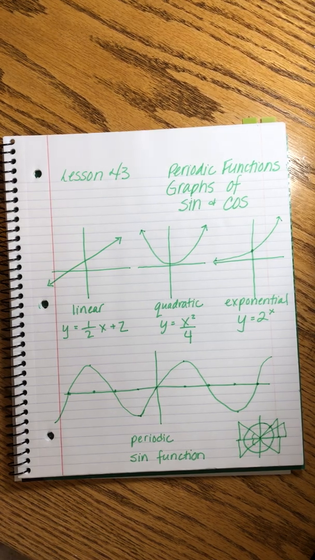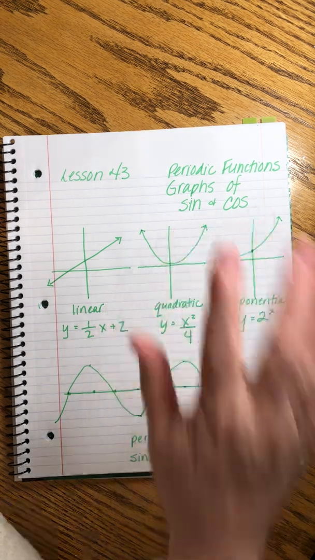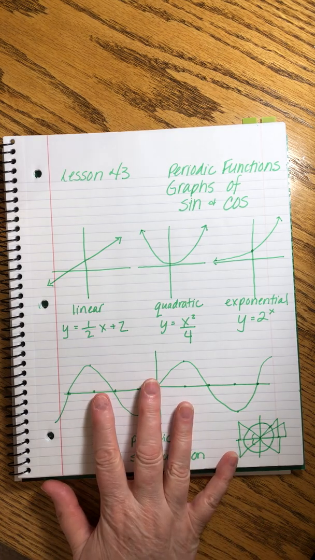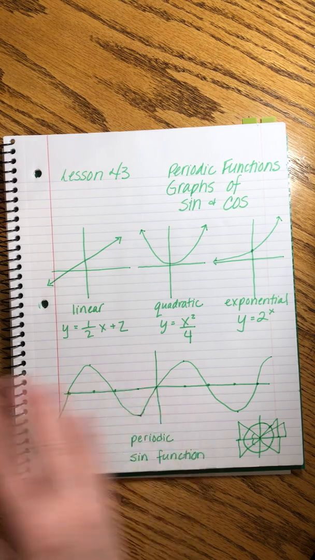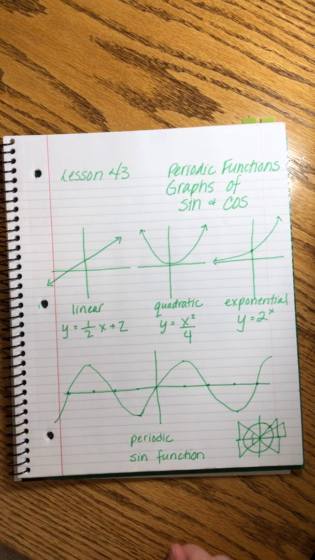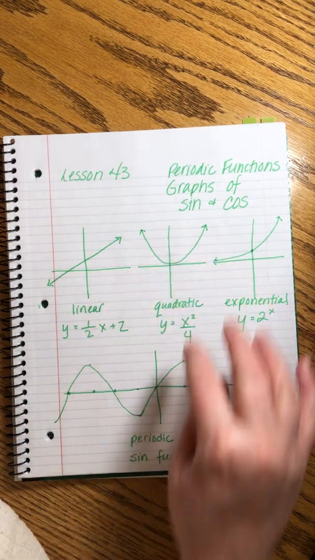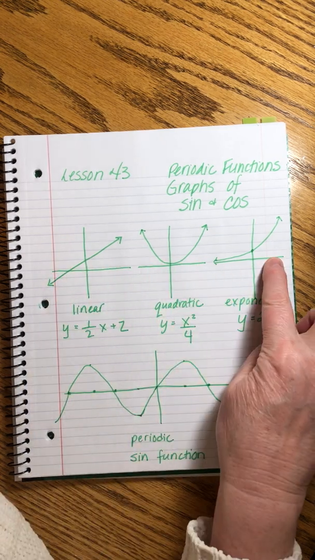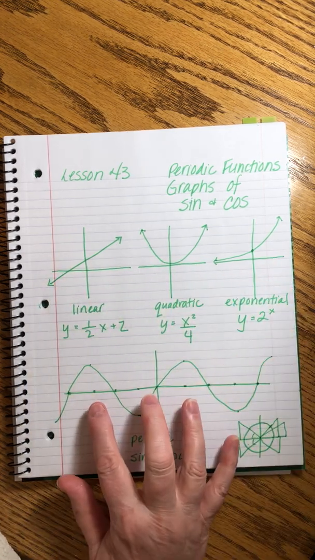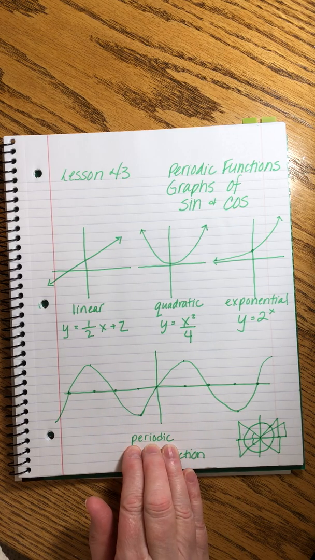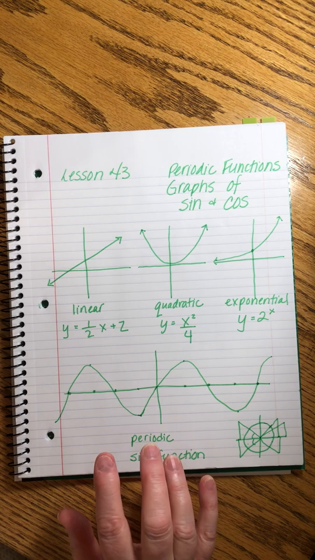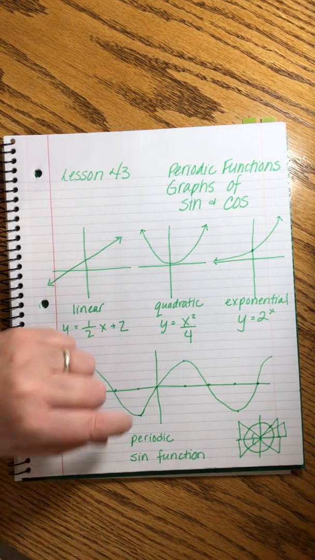We're not going to deal with tangent until much later in the year, and it's really weird and not very useful. Sine and cosine are super useful for measuring things like vibrations or movement, like a pendulum swing, bouncing of a ball. These functions that I already talked about are very, very useful in real life. And so periodic functions are an important part of mathematics because they tie into science.